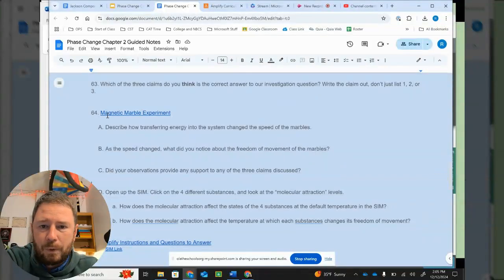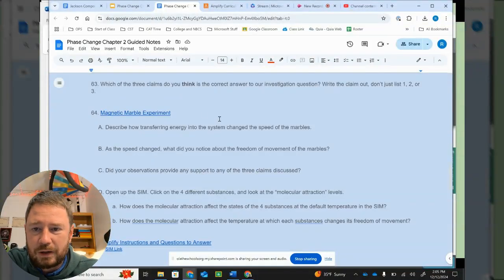For 64, you need to describe how transferring energy into the system changed the speed of the molecules. So the more energy you added, the faster they went. As the speed changed, what did you notice about the freedom of movement of the marbles? Hopefully, as the speed increased, their freedom increased. Did your observations provide any support to any of the three claims discussed up here?